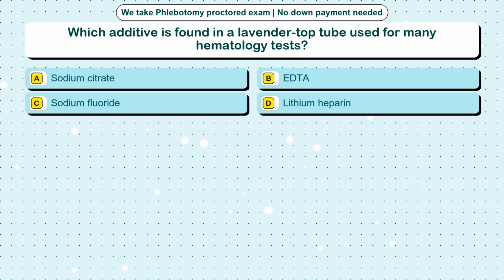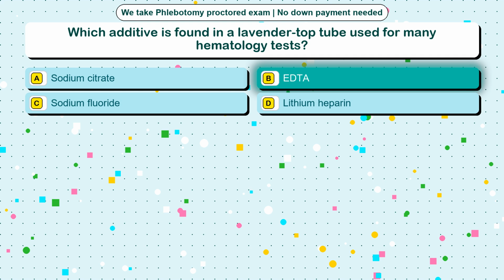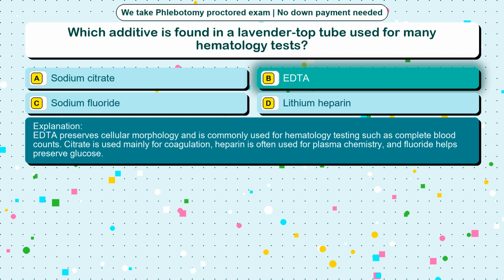Question 32. Which additive is found in a lavender top tube used for many hematology tests? Option A, sodium citrate. Option B, EDTA. Option C, sodium fluoride. Option D, lithium heparin. The correct answer is option B, EDTA. EDTA preserves cellular morphology and is commonly used for hematology testing such as complete blood counts. Citrate is used mainly for coagulation, heparin is often used for plasma chemistry, and fluoride helps preserve glucose.